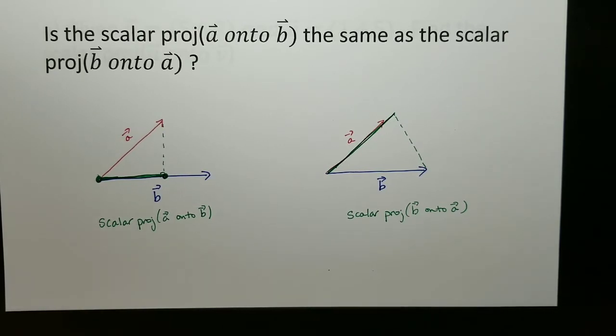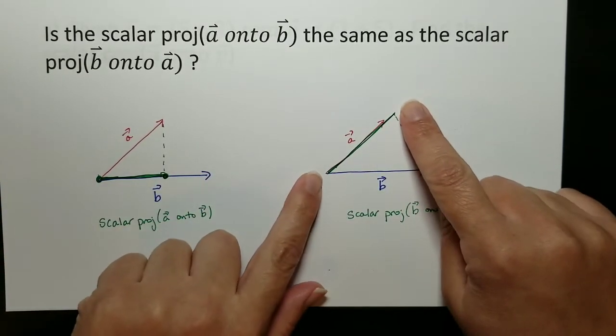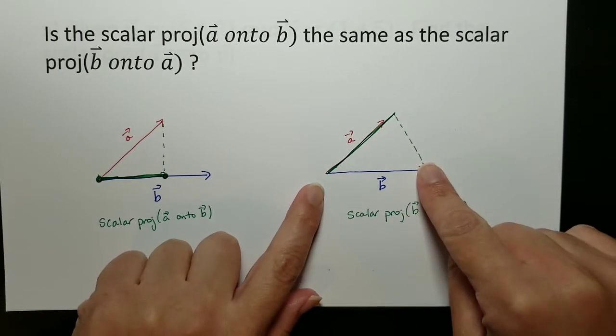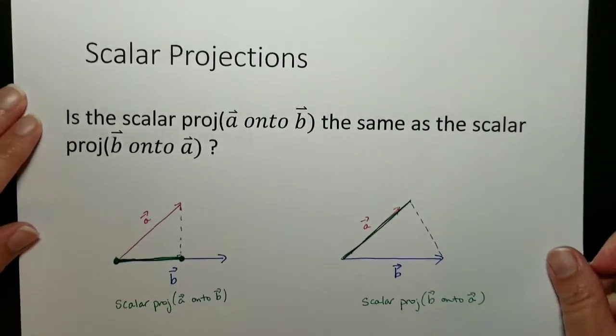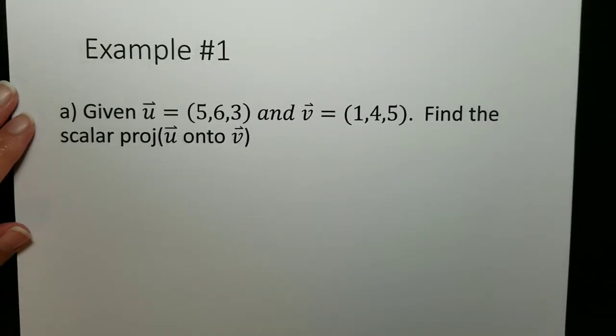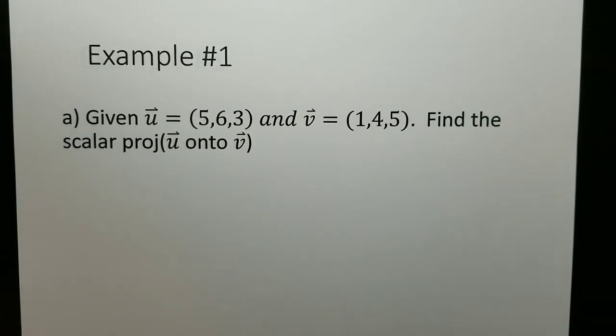So we're going to do, like I said, an example with actual vectors and do it in both directions, see if they're the same, and then we'll talk about the equation. I don't think those are pretty obviously different, but they do end up being different, and we'll look at that from a few different angles. So the scalar projection, we've got vector u is 5, 6, 3, and vector v is 1, 4, 5.